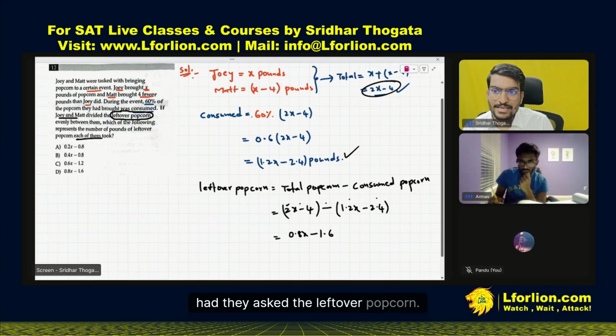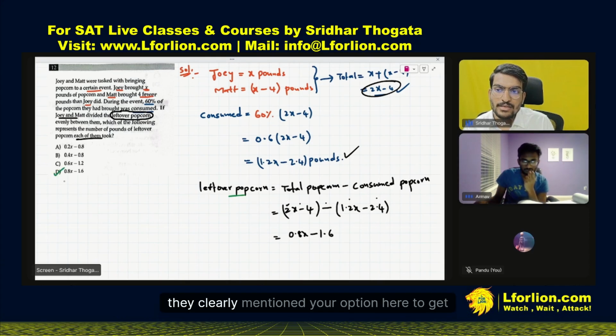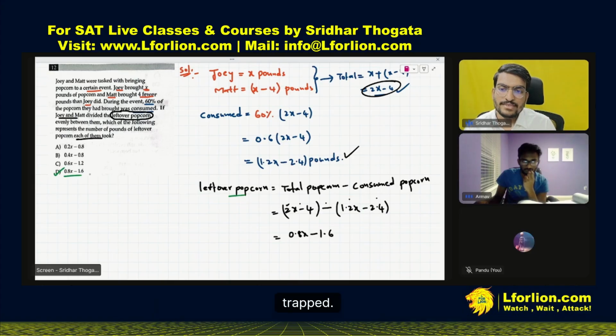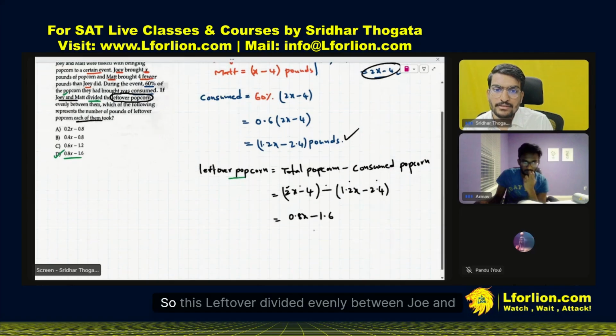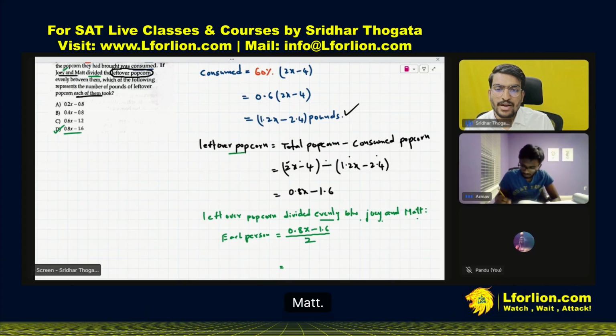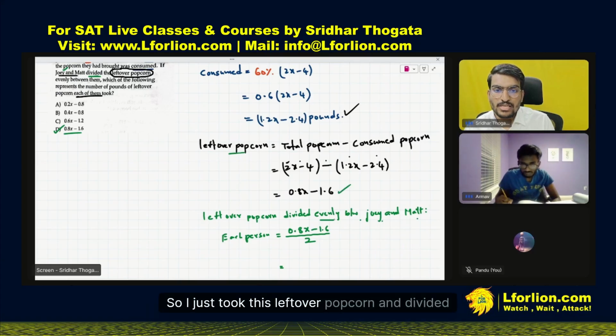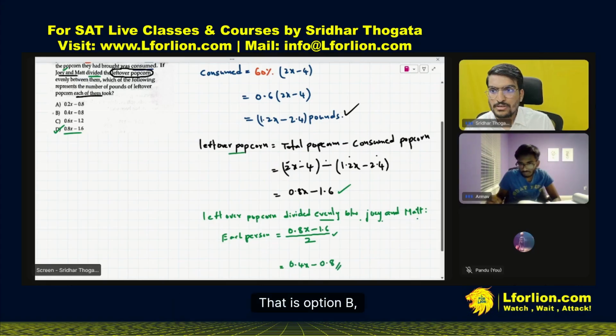But had they asked for just the leftover popcorn, that option is clearly given here. But the question is not that. If Joe and Matt divided the leftover popcorn evenly between them, I just took this leftover popcorn and divided by 2. Then it's going to be 0.4x minus 0.8. That is option B, not D.